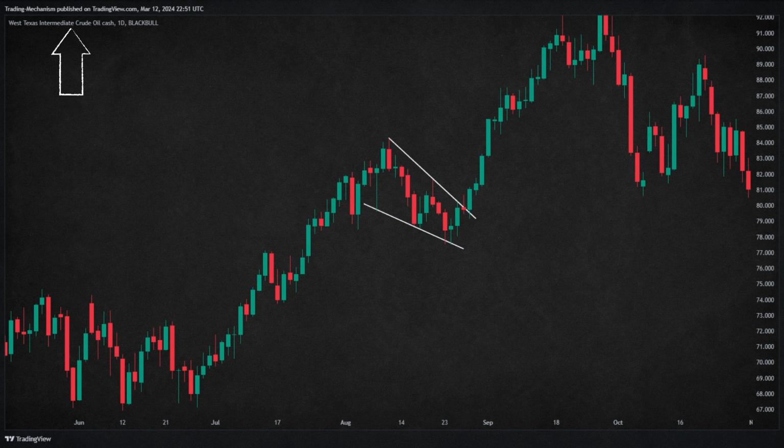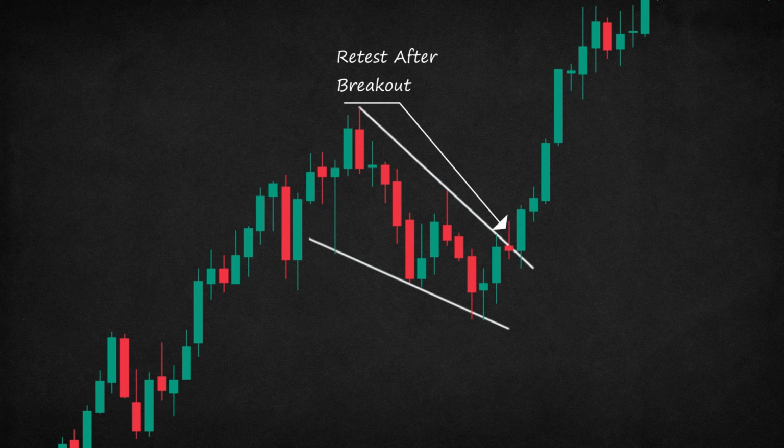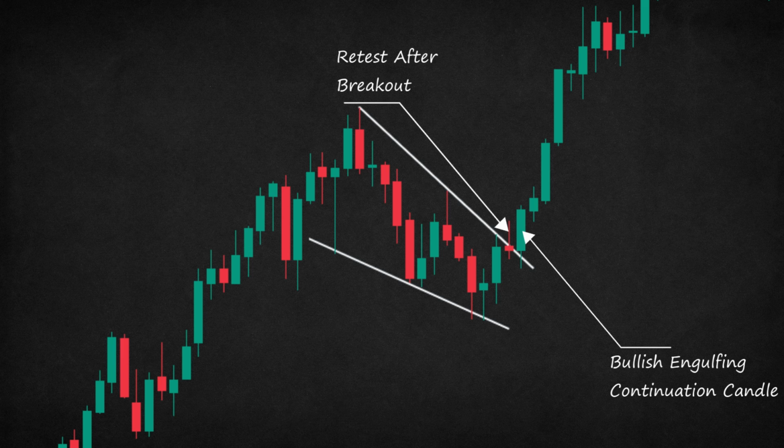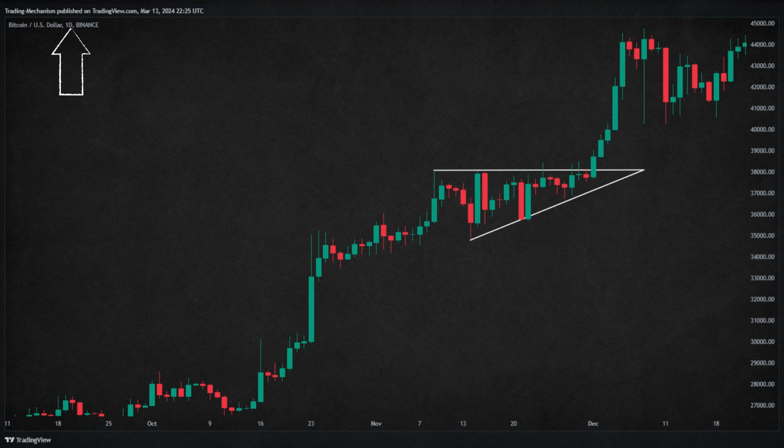In this example of crude oil's daily time frame, we can see a falling wedge pattern on an upward market trend. After the breakout, there was a retest, followed by an engulfing continuation candle that closed above the upper line of the pattern. This gives us a strong confirmation to enter into a buying position with a stop loss placed below the swing low and a take profit set at 2 times the stop loss, which means a risk to reward ratio of 2:1.